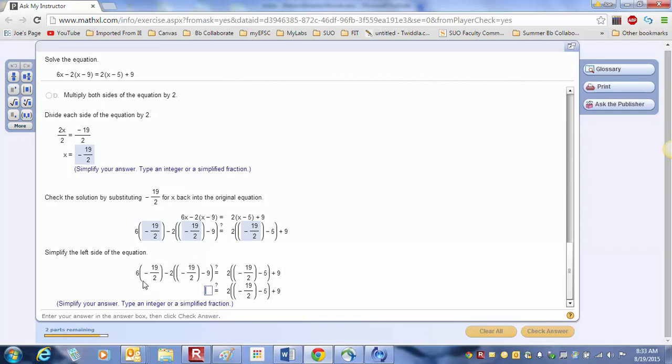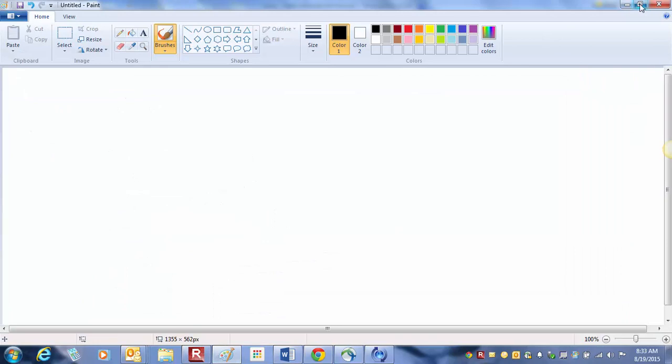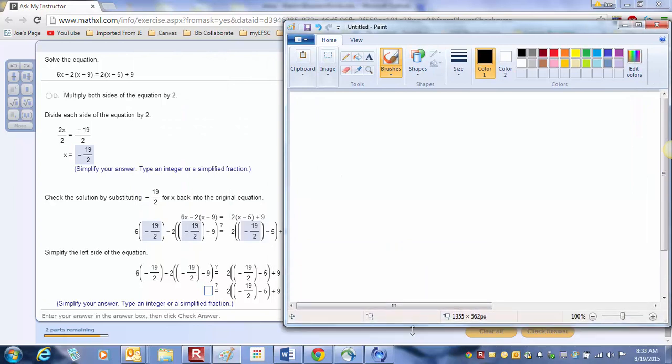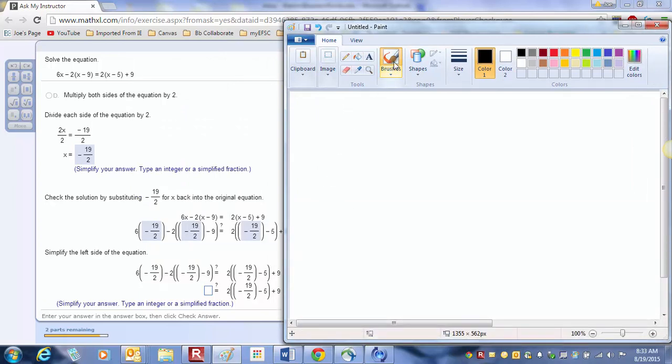And therefore, we want to simplify the whole thing. I would rather take a little break here and show you how to simplify this side, because this is a big expression. I can't just do it all at one time. So let me simplify here. We have 6 times negative 19 over 2, and then minus 2, open parentheses, open parentheses again, negative 19 over 2, close parentheses, and then negative 9, close parentheses. So let's work on the left side, then we can work on the right side.